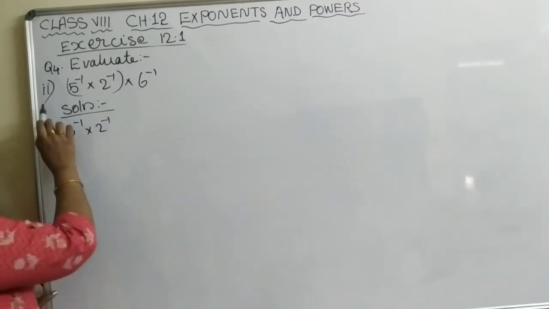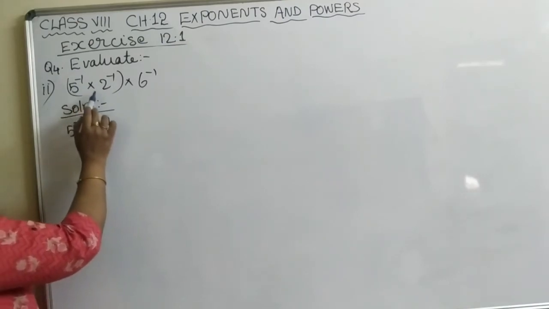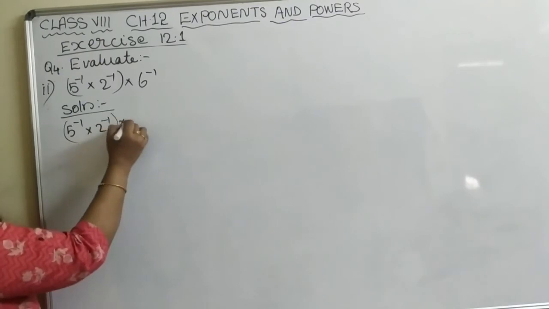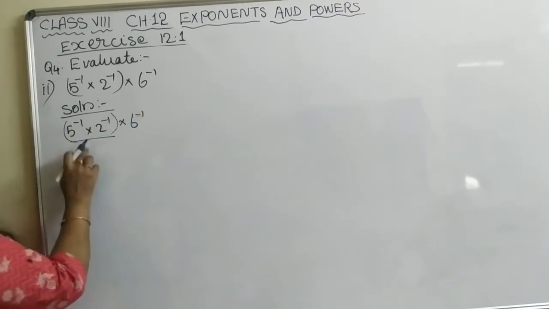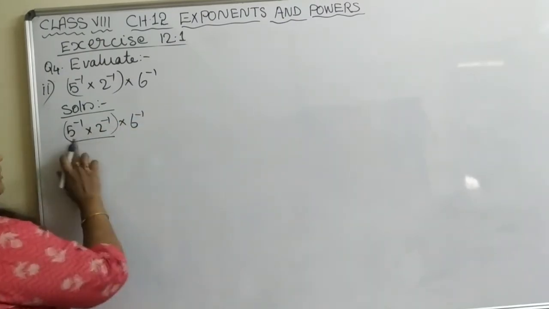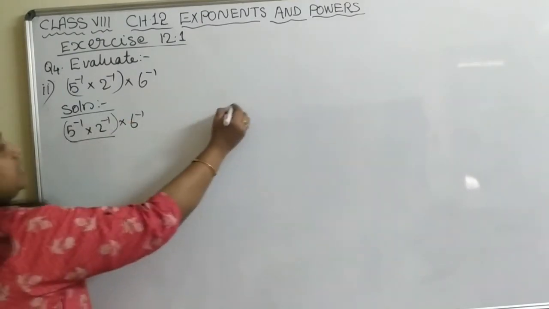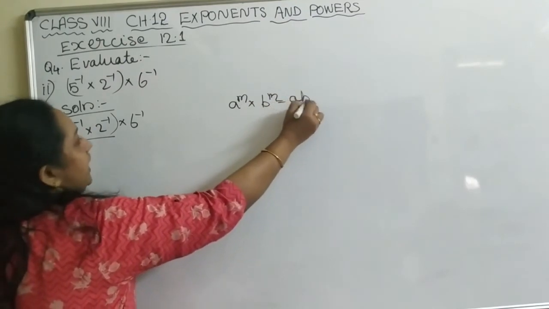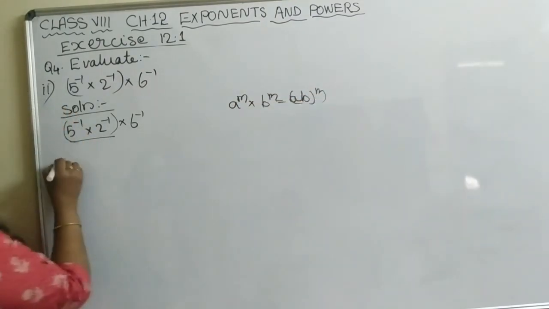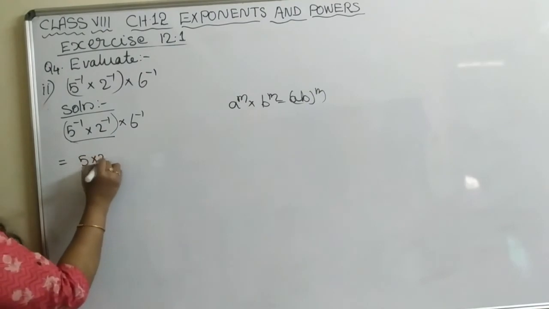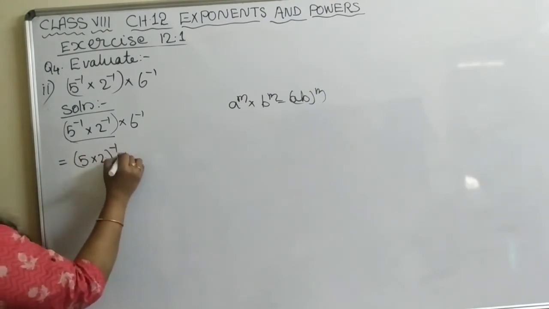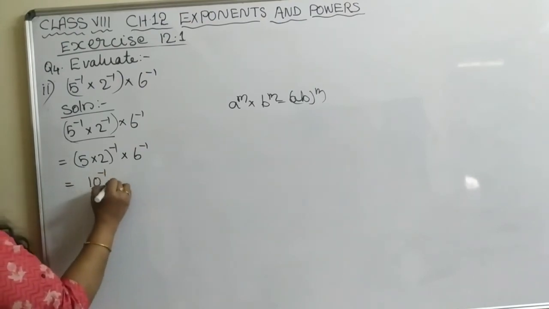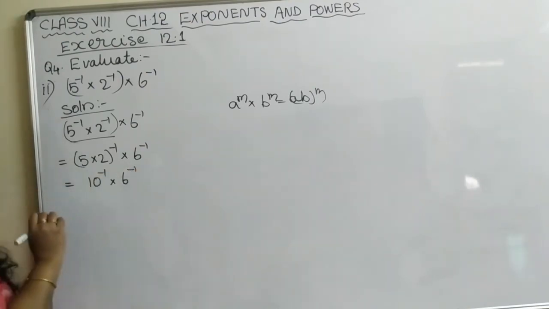Next is question number 2. 5 raised to minus 1 into 2 raised to minus 1 into 6 raised to minus 1. So the bracket is in the form of base are different, powers are same. That is a raised to m into b raised to m equal to (ab) raised to m. So we can write here (5 into 2) whole raised to minus 1 into 6 raised to minus 1. That is 10 raised to minus 1 into 6 raised to minus 1.